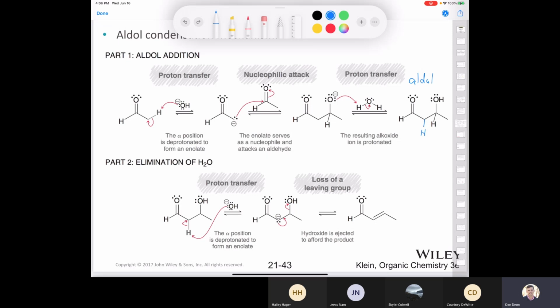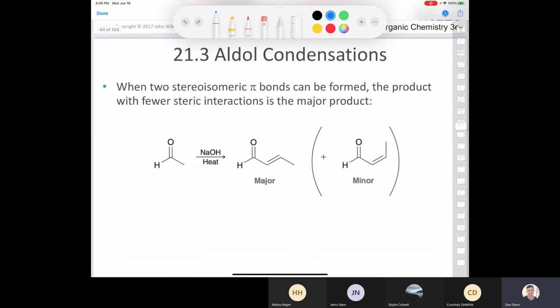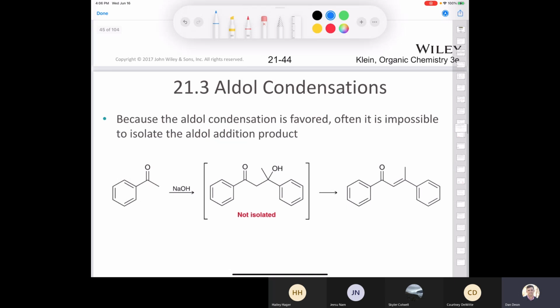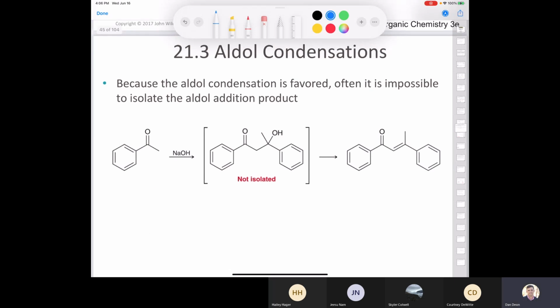Now, in terms of the stereochemistry, when there are two stereoisomeric pi bonds that can be formed, whichever product has the less steric interactions is going to be your major product. And we're not going to look at anything beyond that. Just your major product is going to be whichever has the least steric interaction. So in this case, it happens to be the E compound, which is trans, and the minor product happens to be the Z compound, which is cis. Anyhow, there we go. Because aldol condensation is favored, all you really need is a slightly elevated temperature.